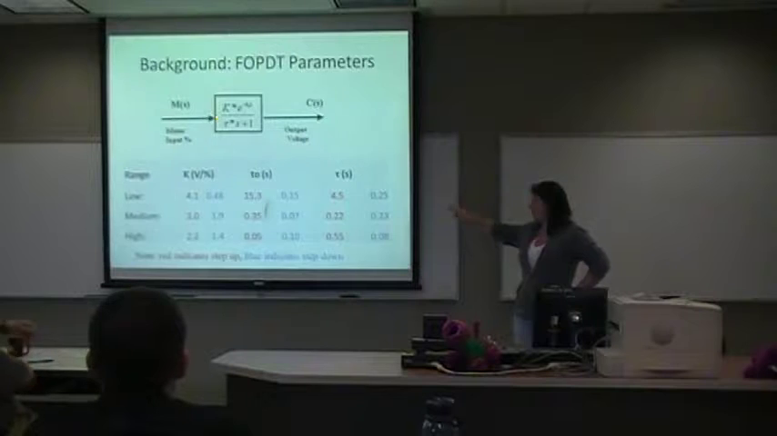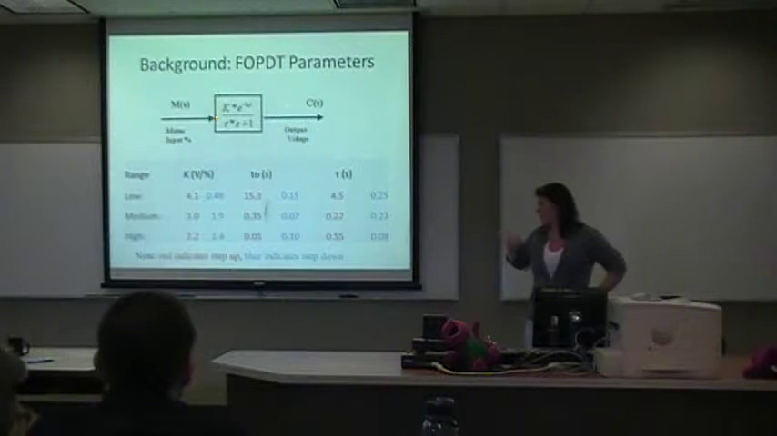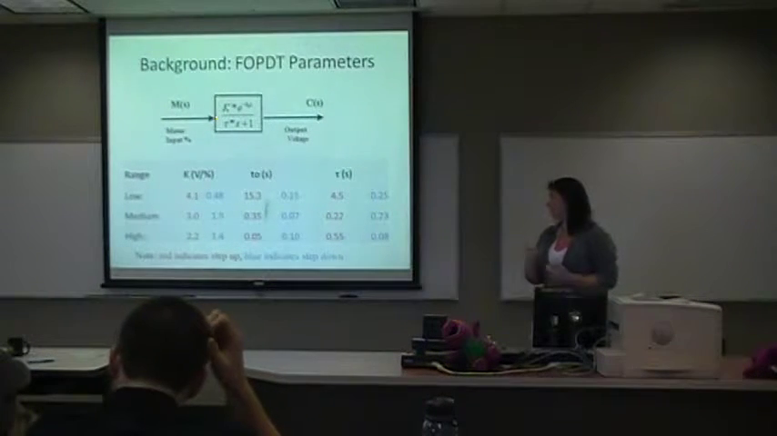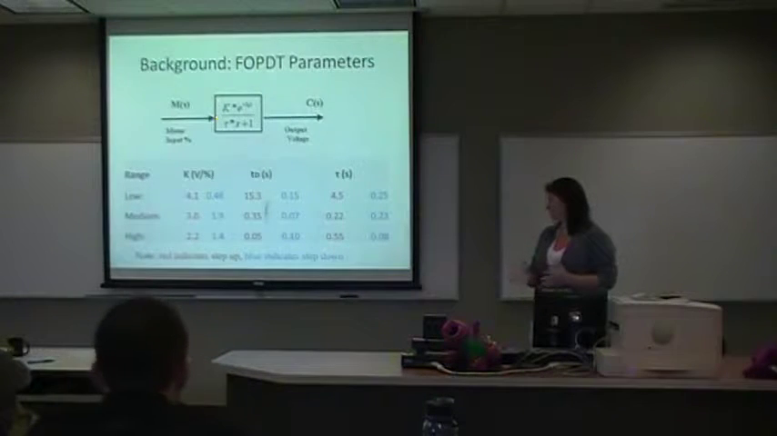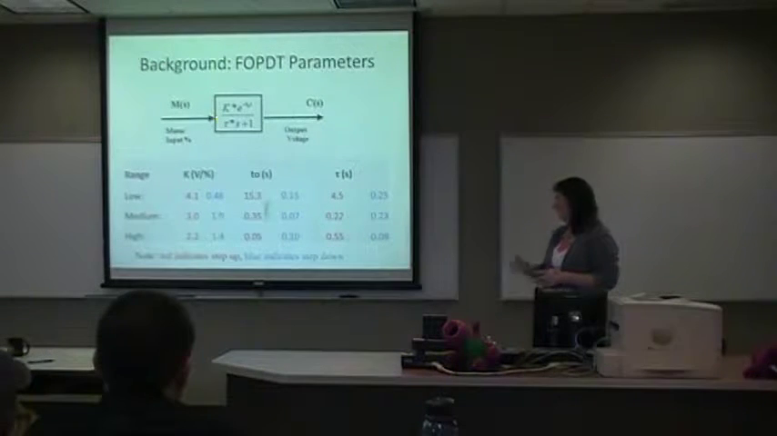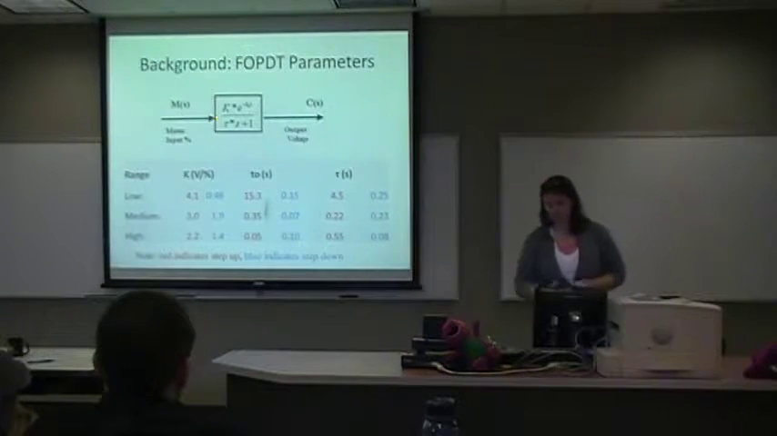If you'll notice, there is a lot of deviation among the ranges. For example, low has a gain of 4.1 volts per percent, medium has 3, and then the high range has 2.2. Same goes for the dead time. There's a relatively large, 15-second dead time in the low range, and then just a fraction of a second in medium and high. And same for the tau. For the up, yes.